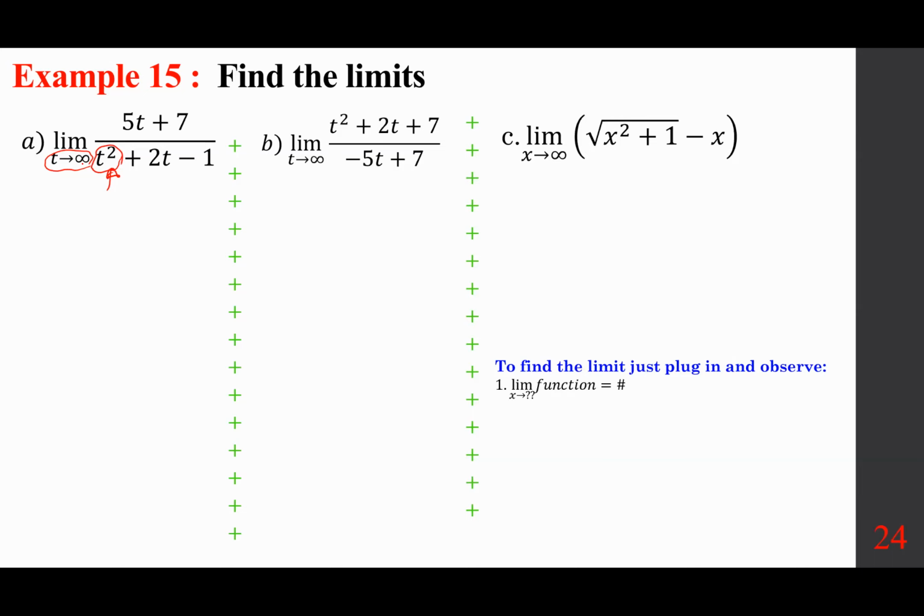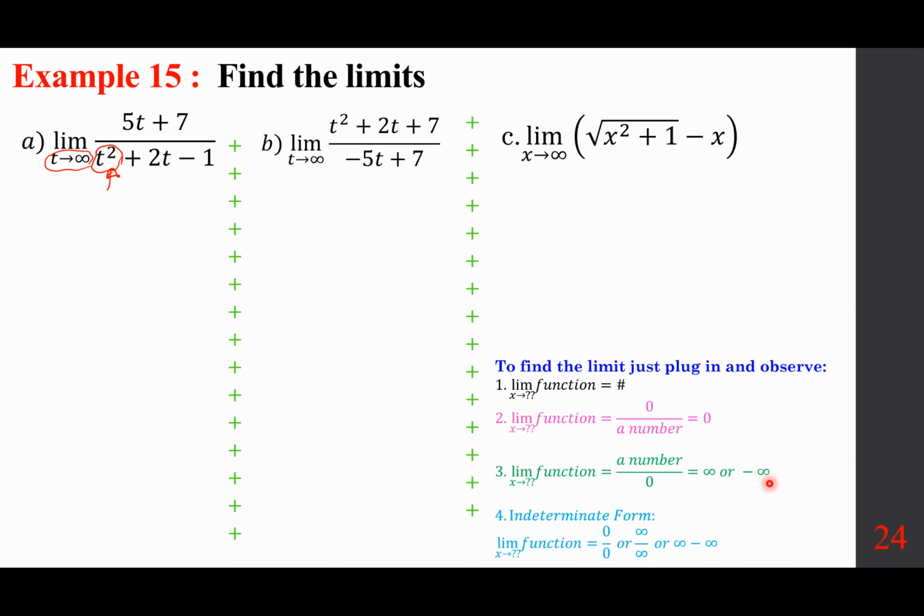I'm going to remind you what we discussed before. To find the limit, you plug in, you get a number, you're done. You get 0 over a number, that means 0. You get a number over 0, you have to figure out if it's positive or negative infinity. Some of the indeterminate forms are 0 over 0, infinity over infinity, infinity minus infinity, and more. So the technique in this case is to divide by the highest degree term in the denominator, which is t squared.